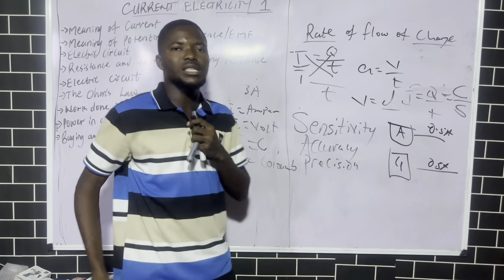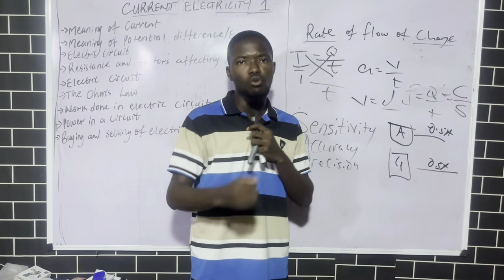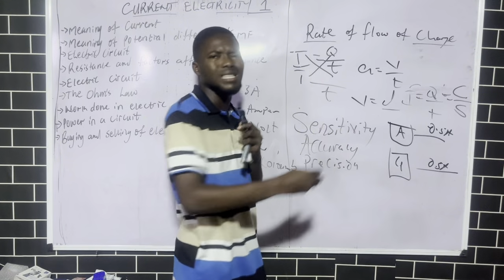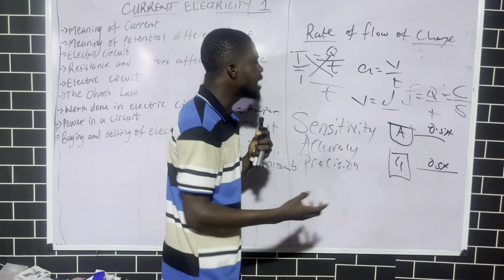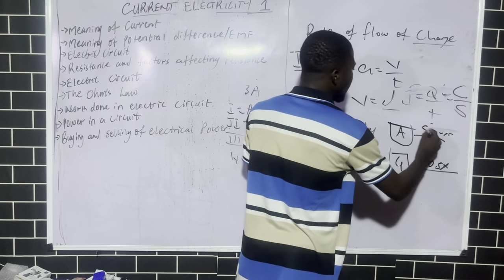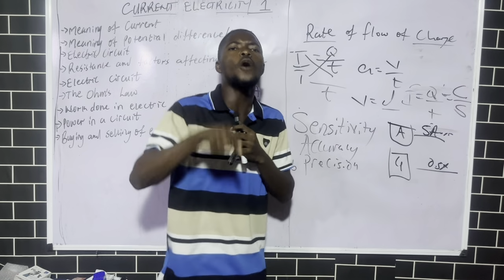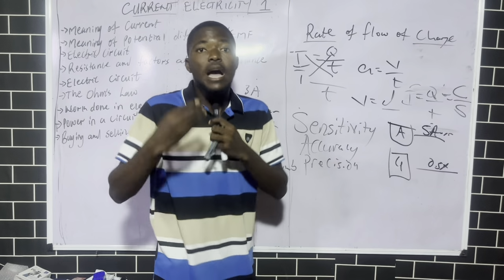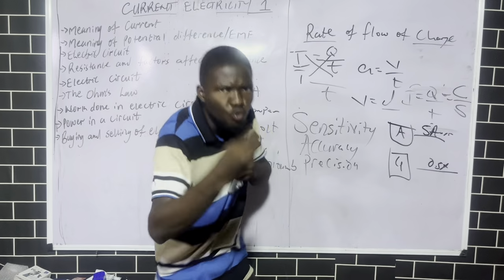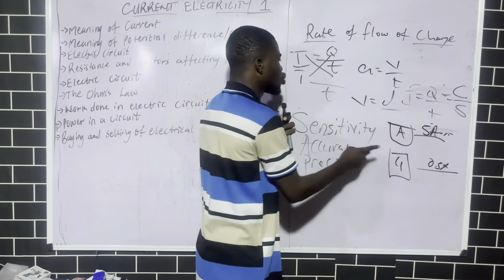Now, what is accuracy? Accuracy of an instrument is the ability to measure a value close to the true value. When an instrument is able to measure a value close to the true value, we say the instrument is accurate. Should I give you an example? Let's say a current of 5 ampere is passing through this ammeter, but the ammeter deflected and showed that 4.95 ampere is what is passing through. 4.95 is very close to 5. We say the ammeter is accurate.